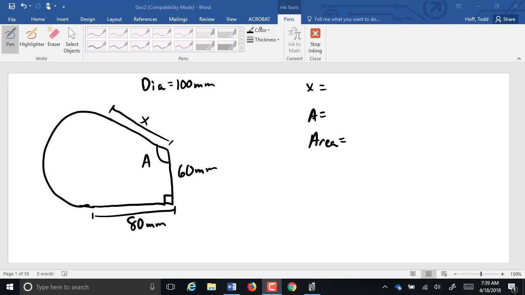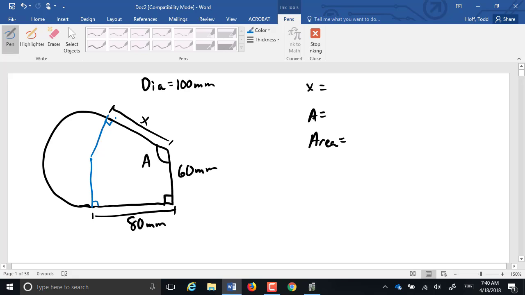Okay, so first thing we would want to do here, of course, is draw our radii to our tangents to get right angles there. Then what could we do? From here to there, go up to here. Okay.